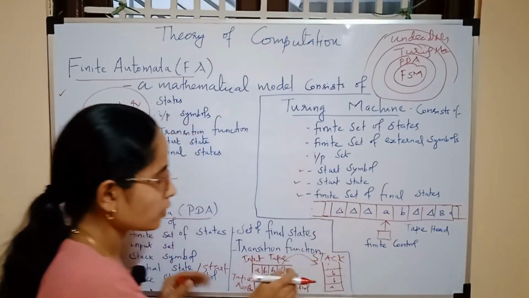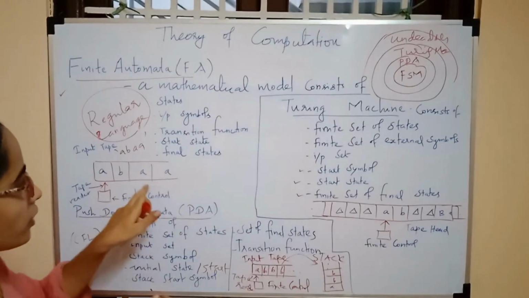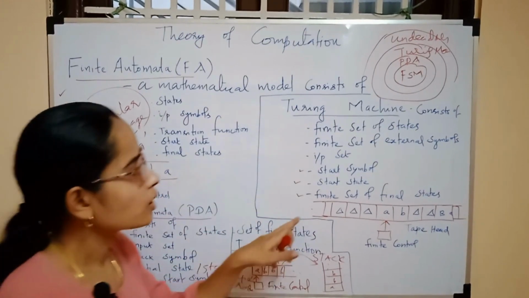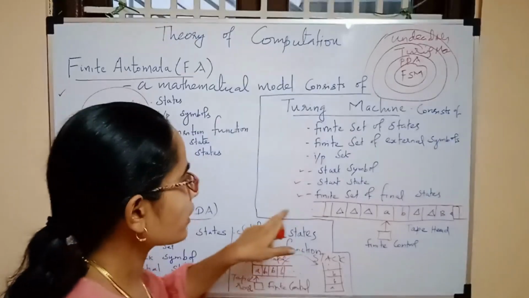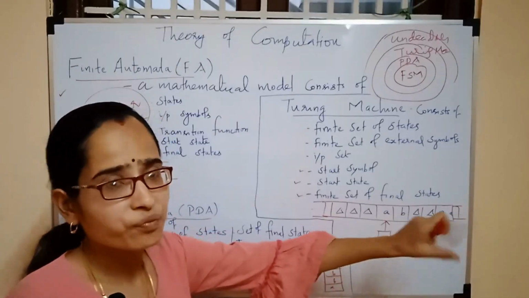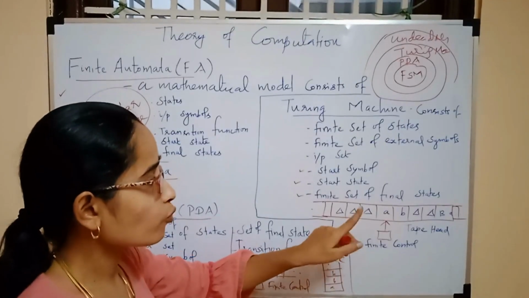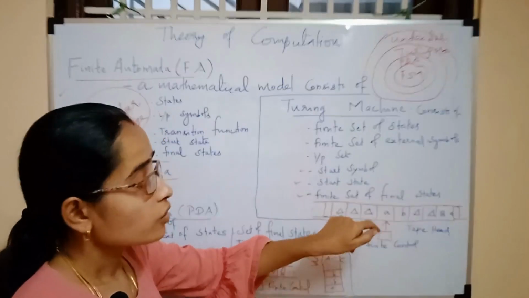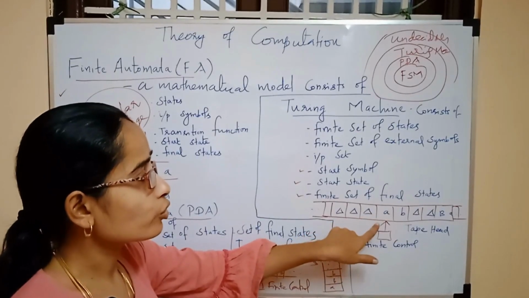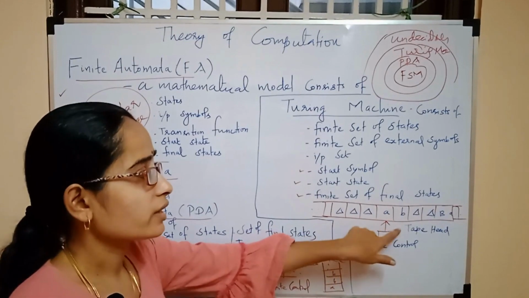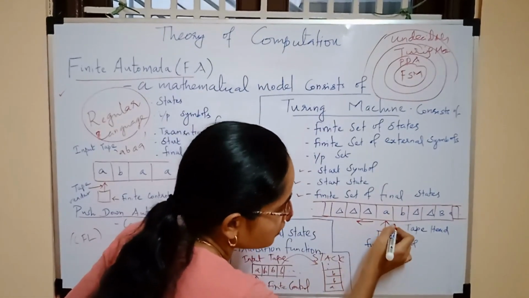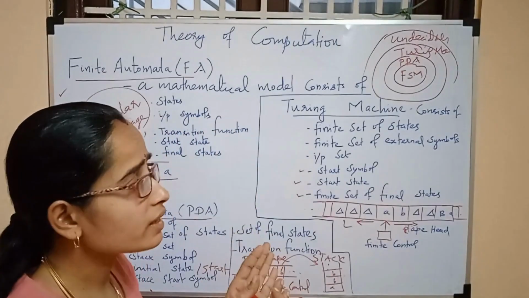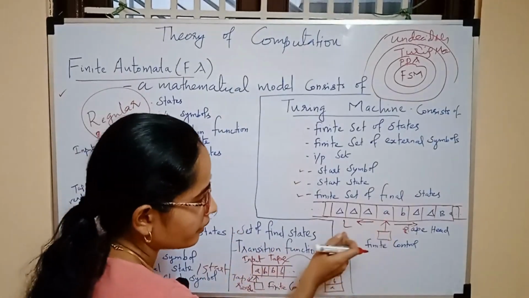Before that we had two input tabs, right? So are you seeing any difference between the Turing machine and finite automata and push down automata? Yes, we have an infinite tab. This side also you have an infinite tab, and this side also you have infinite memory. One point to note down: you can read the input string on the Turing machine input tab, and when you are reading an input, you can move the tab reader left or right.